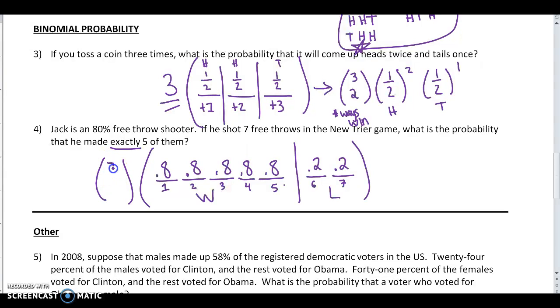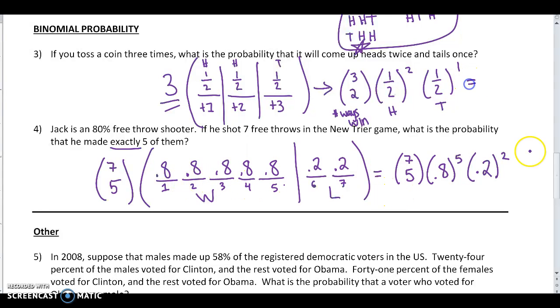In this case, there are 7 total, and the wins, quote unquote, are what he makes. We want 5 of those. So it's 7 choose 5. And then it's 0.8 to the 5th power, because we want those 5 wins to happen, and then 0.2 to the 2nd power. Again, you don't have to write out the blanks every time, but I find it's a lot easier to understand why this makes sense by thinking of them as individual events.